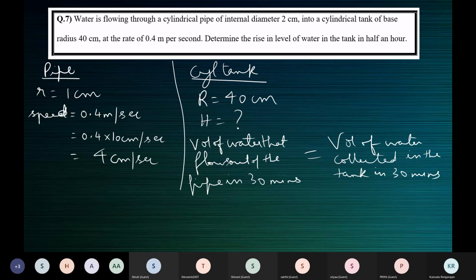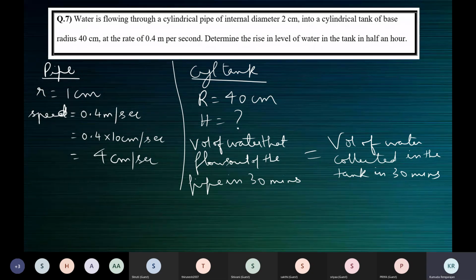That is, for the pipe, water is flowing out, and for the cylindrical tank, water is being collected into it. You can write anything first, but you should have the pipe on one side and the cylindrical tank on the other side. That's all it is. So for the pipe, what do you say?